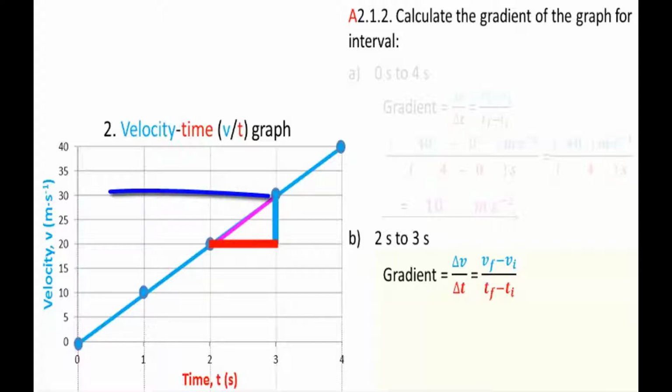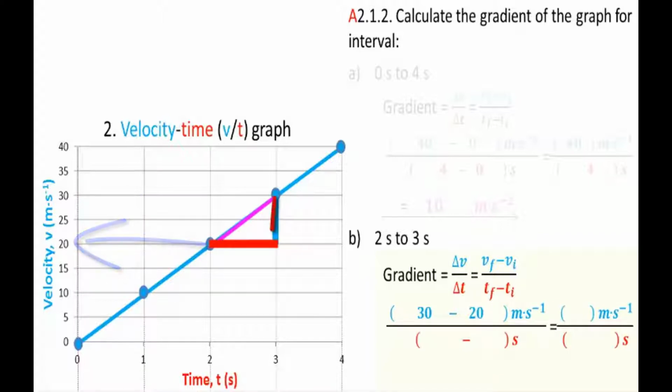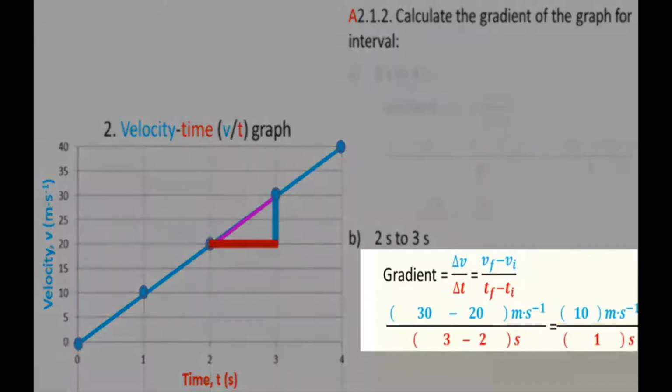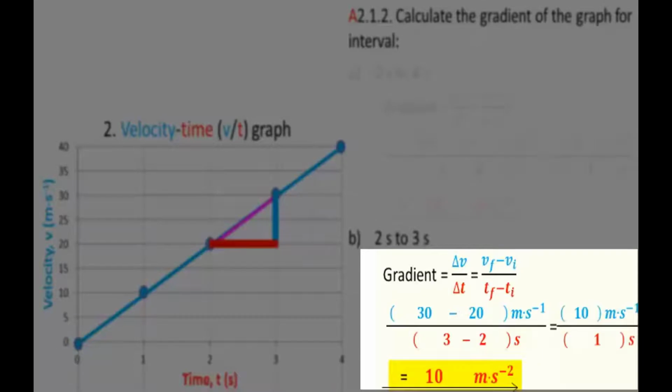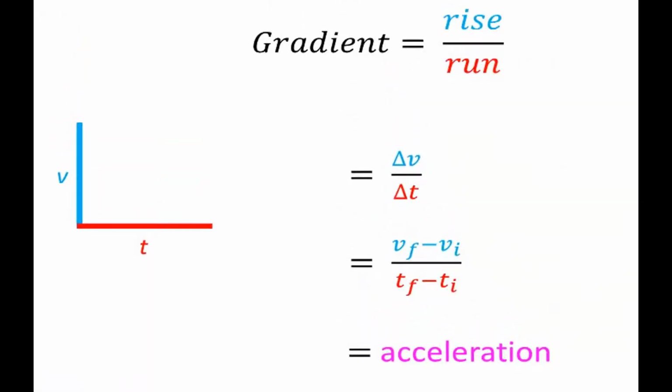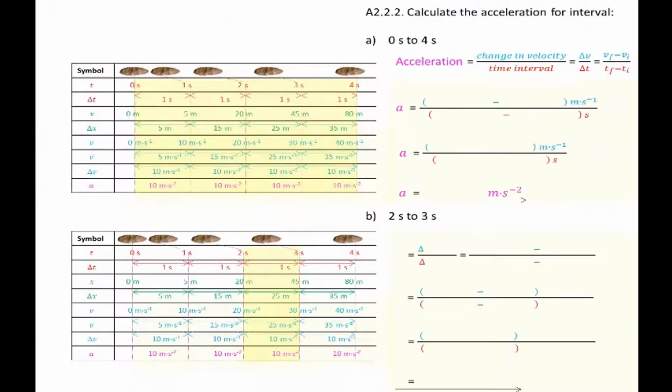For this interval, V final is 30 meters per second, V initial 20 meters per second, T final 3 seconds, T initial 2 seconds. So we have the rise 30 minus 20, 10 meters per second, and the run 3 minus 2, 1 second. So the gradient is 10 meters per second divided by 1 second, 10 meters per second squared. The gradient of a velocity time graph tells us acceleration, and indeed the acceleration of this motion is 10 meters per second squared.